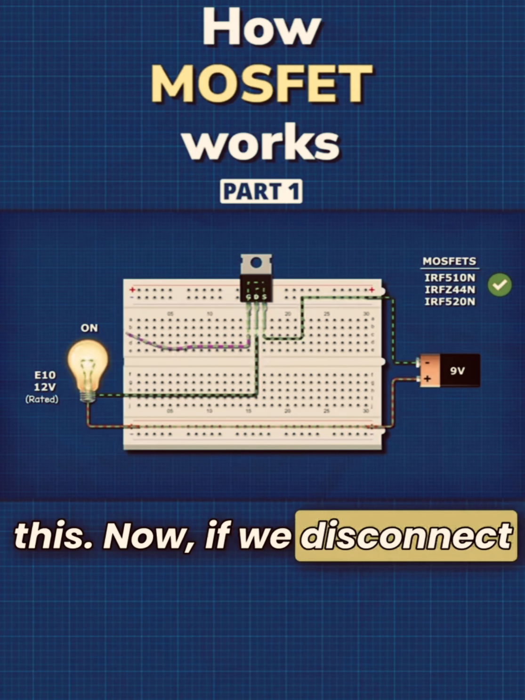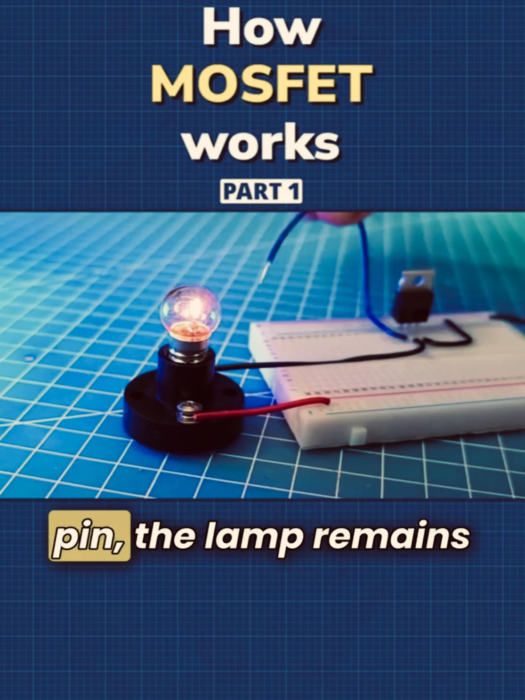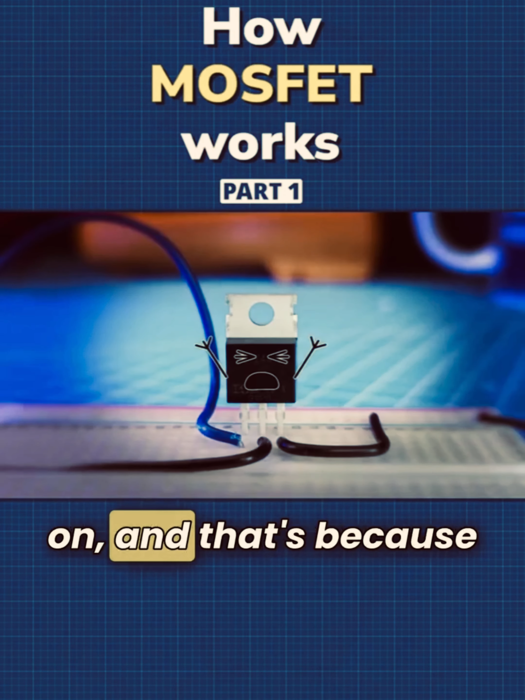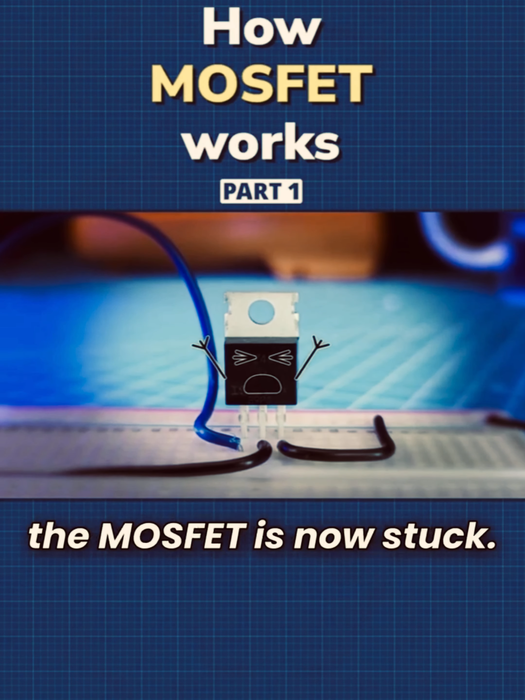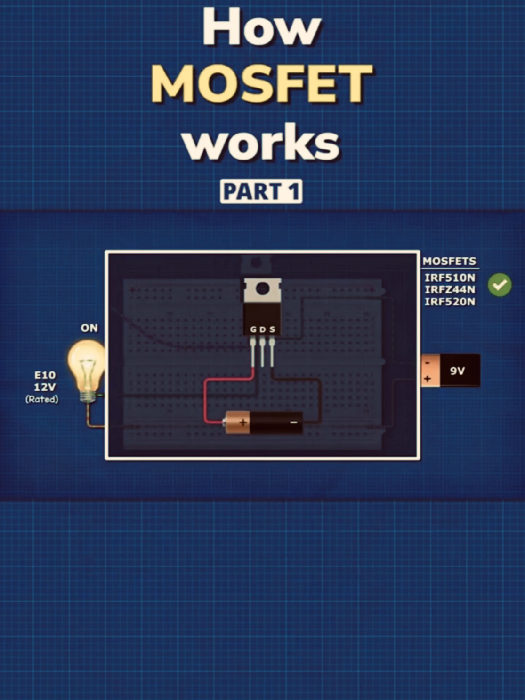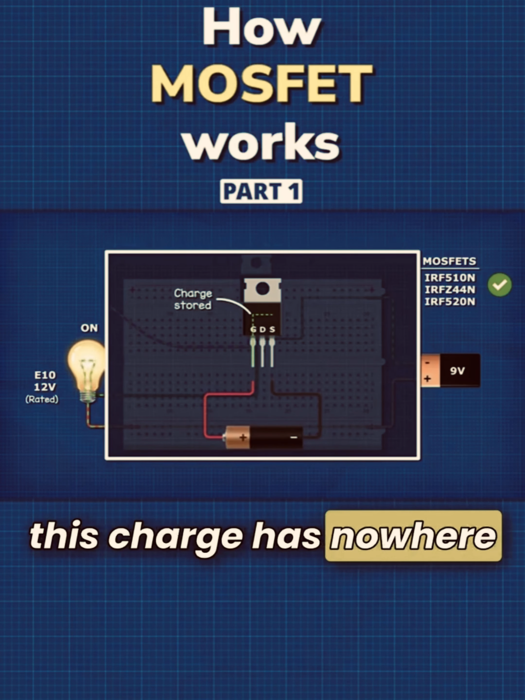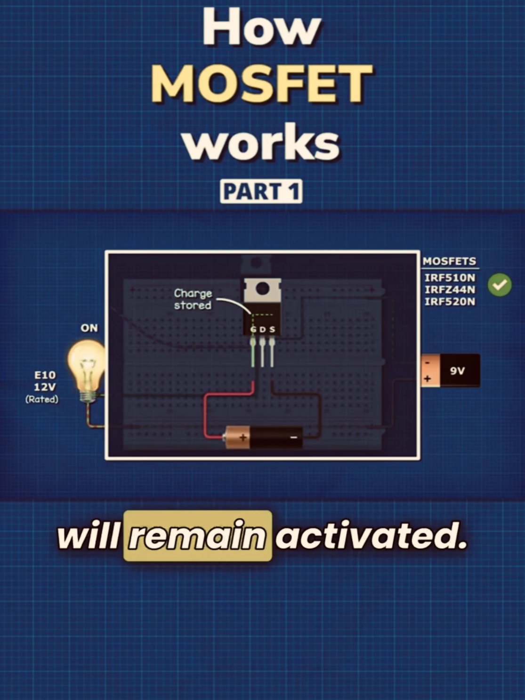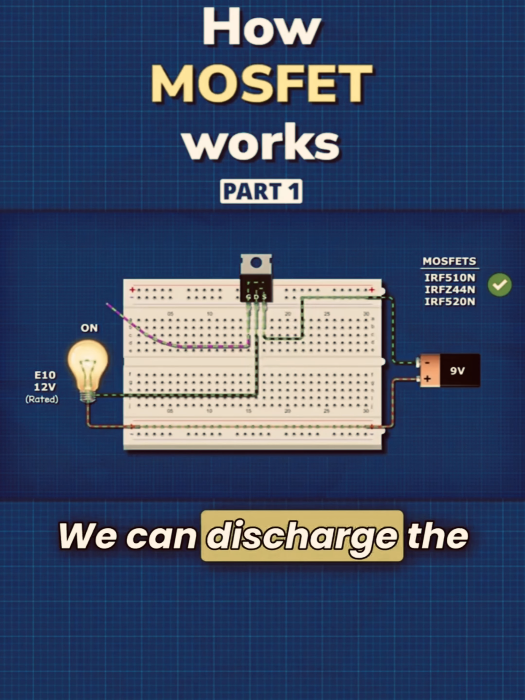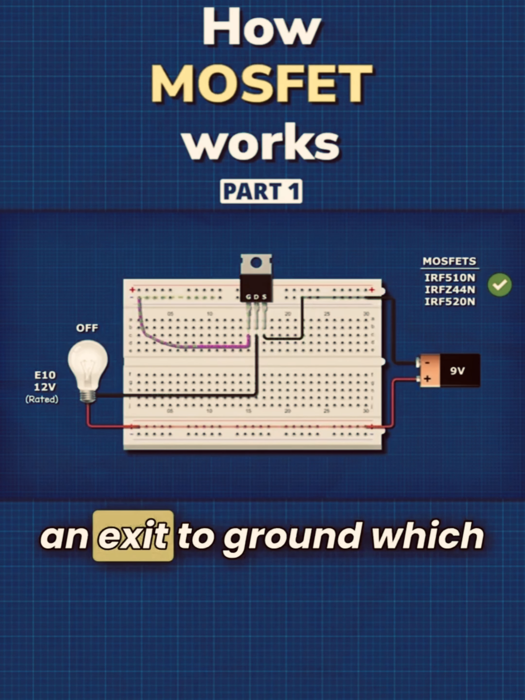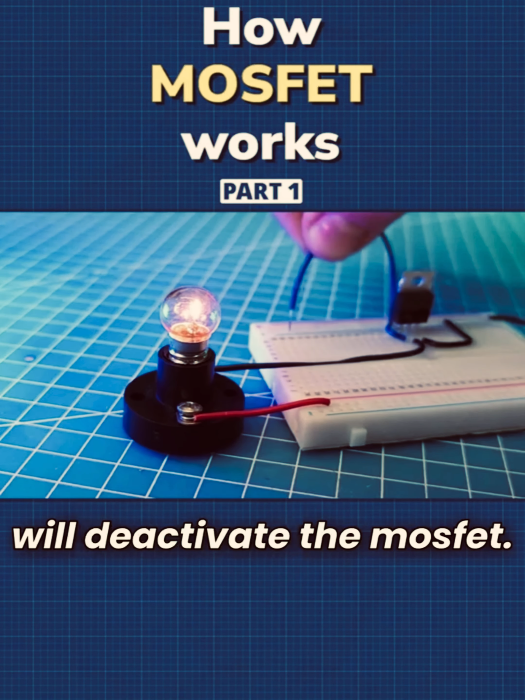Now, if we disconnect the voltage to the gate pin, the lamp remains on, and that's because the MOSFET is now stuck. The gate terminal acts like a capacitor and it stores charge. If this charge has nowhere to go, then the MOSFET will remain activated. We can discharge the terminal by providing an exit to ground, which will deactivate the MOSFET.